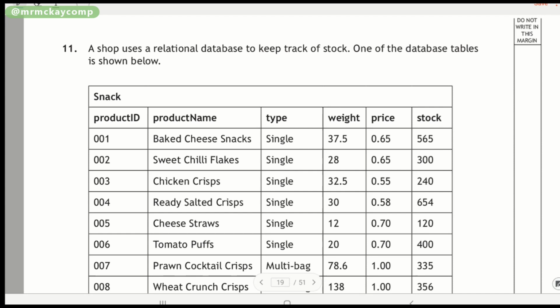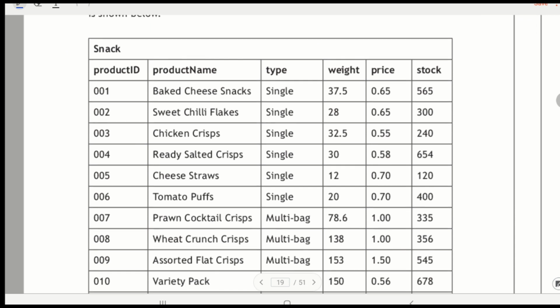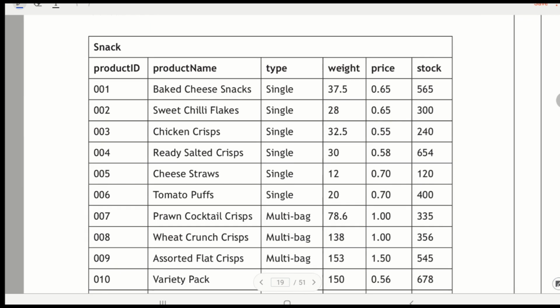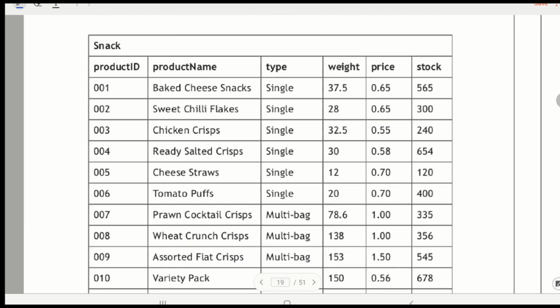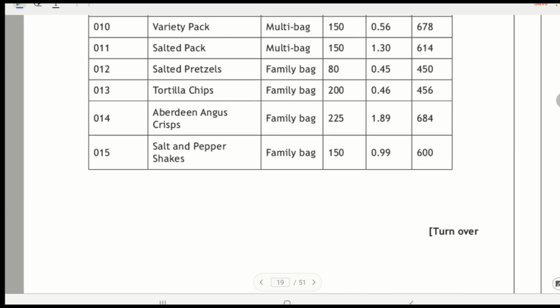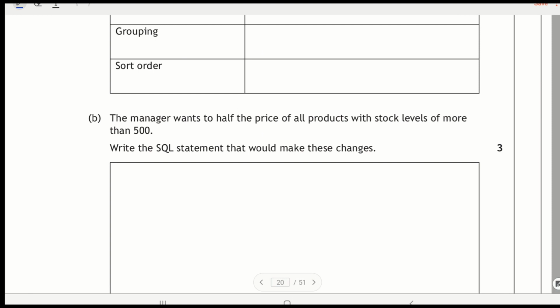Okay, so we've got another shop, and this is a snack table, and we've got product ID, the name of the product, we've got type. Now, this is going to be important, so they come in single, multi, and family bags, and I'm just highlighting that because I know that that is important later in the question. The weight, the price, and the stock. So, I'm going to be using some of these fields, I'm not necessarily going to be using all of them in the questions.